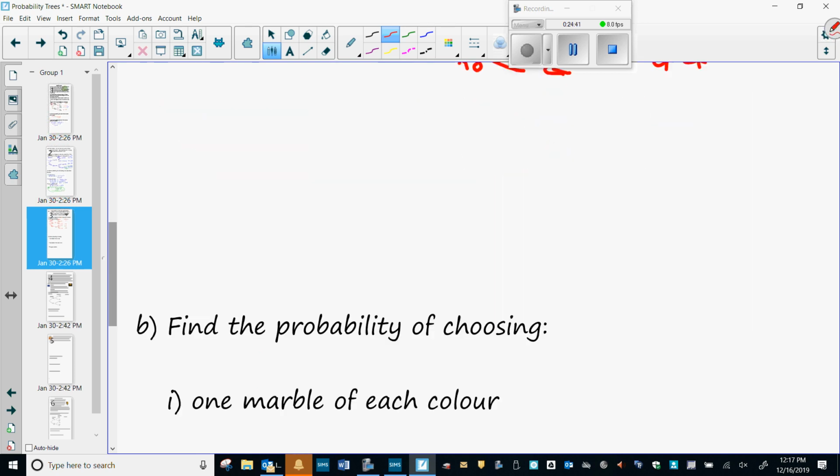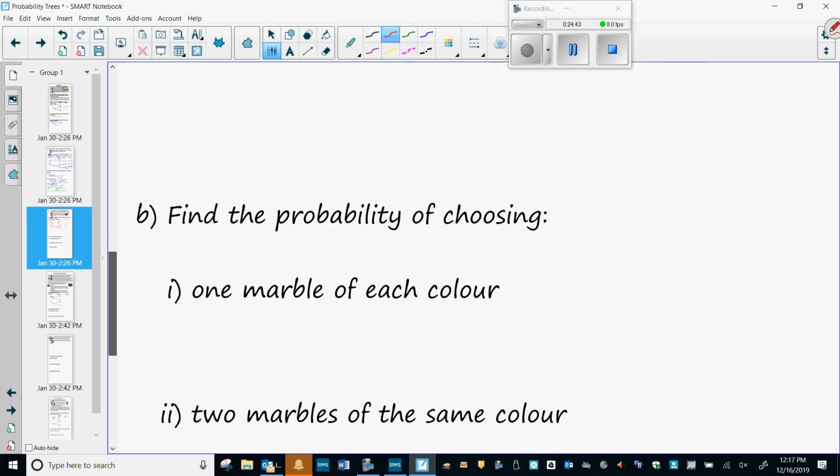Find the probability of choosing 1 marble of each colour. So 1 marble of each colour indicates that we're looking at the probability of yellow and green or the probability of green and yellow. Yes, Hannah. I'm just wondering, would the question tell you to draw a tree diagram, or is that how you learn? They would normally say draw a tree diagram, or often they will say complete the tree diagram. As I say, they do tend to often start them off for you.